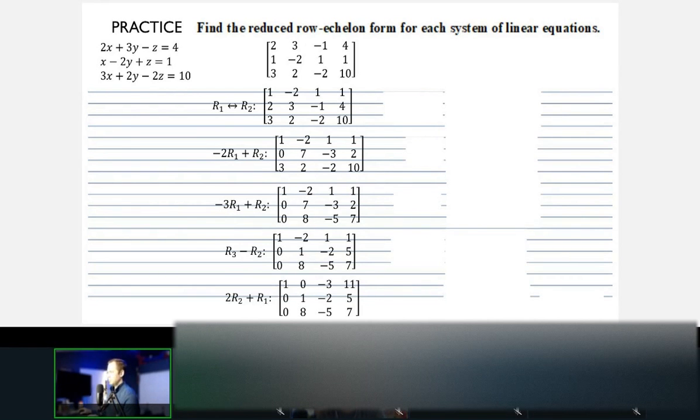And then we're going to multiply row 2 by -8 and add to row 3. That makes that a 0. So now look at this. We got a 1 here. We got zeros. We got a 1 here. We got a 0 and a 0. So now we need to make this a 1.